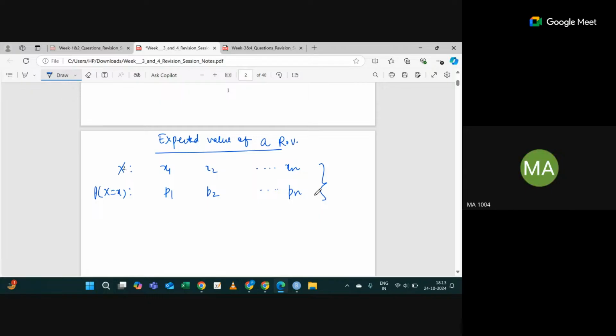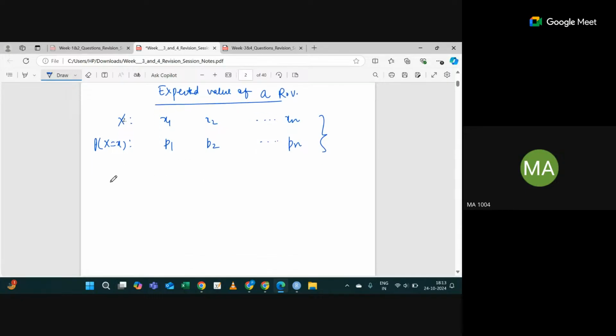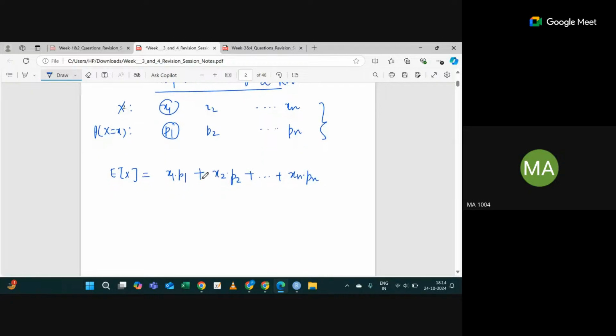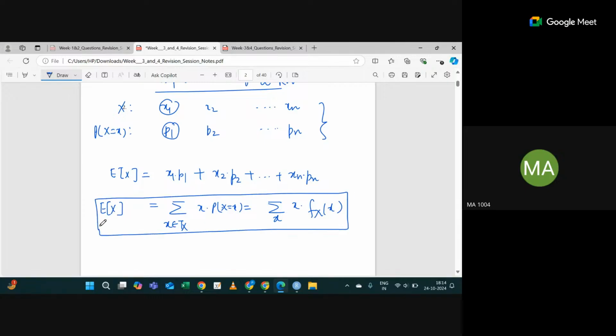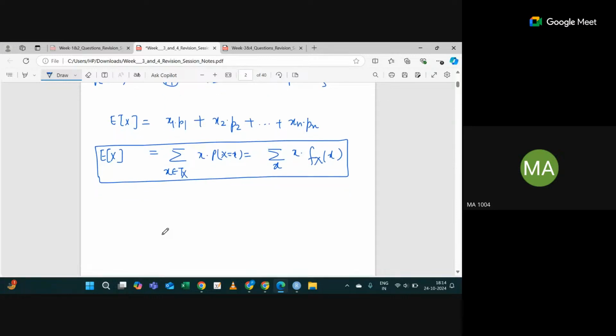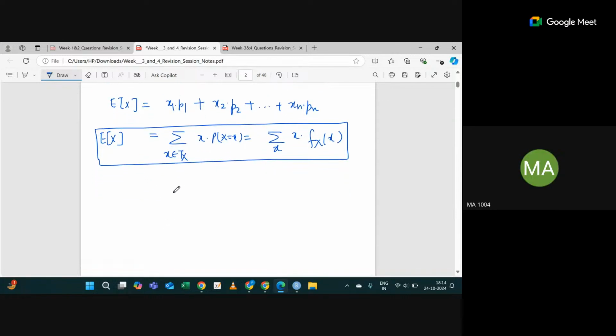Yes. Okay. So let's start with how to calculate the expectation of your random variable. Expectation of X is nothing but x1 into p1, the respective probability, plus x2 into p2, plus so on, xn into pn. In short, I can write summation over x belongs to range of X, x into probability that X equals x, or else summation over the range of X of x into fX of x. Right? Yes. Okay. This is the way you can calculate the expectation of a random variable.